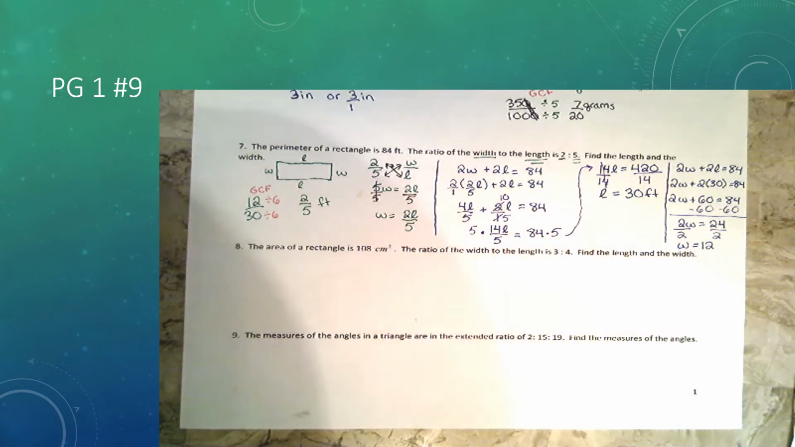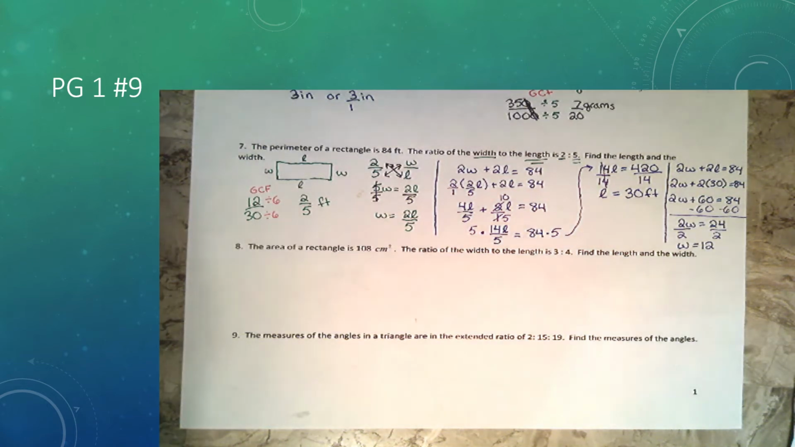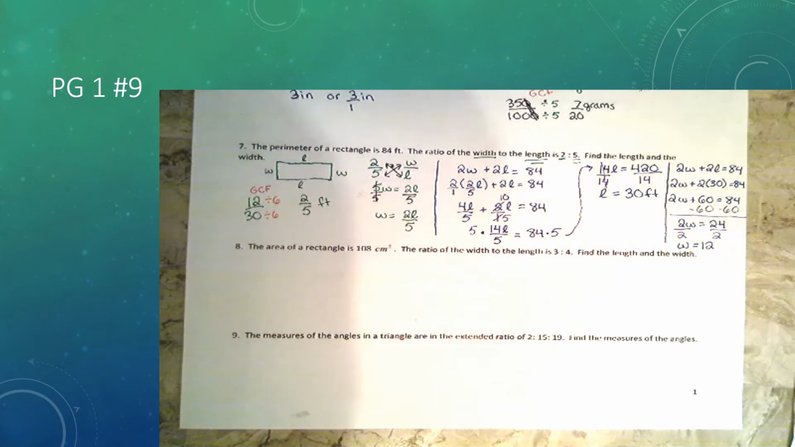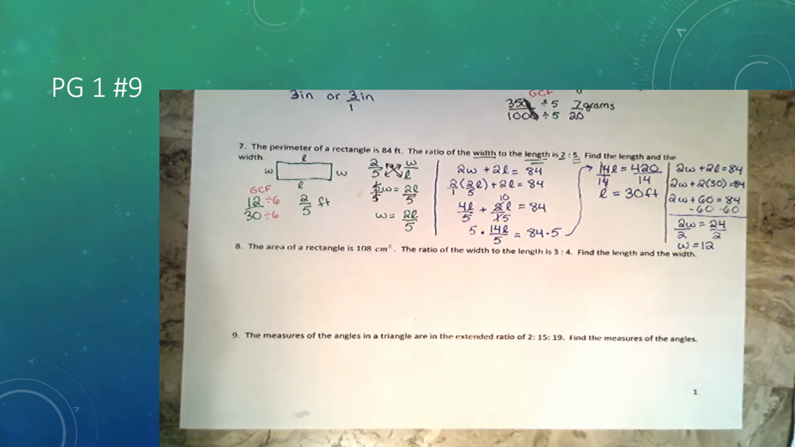All right, so the last problem we're looking at this page is number 9. Now don't worry, this problem involves less work than the problem we did before. This one says the measure of the angles in the triangle are in the extended ratio of 2 to 15 to 19. Find the measure of the angles. So it's a word problem.